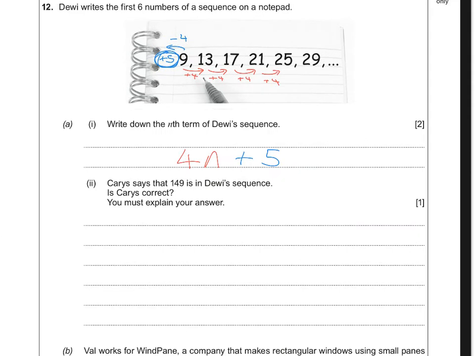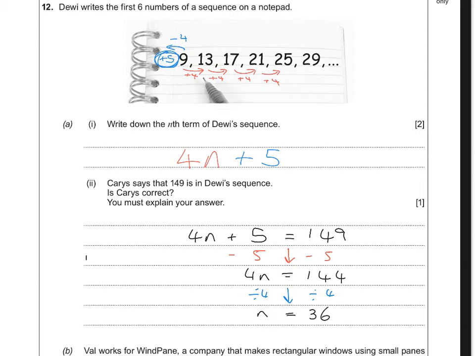The next one says, Karis says that 149 is in the sequence. Is Karis correct? You must explain your answer. So my sequence is 4n plus 5, and Karis is saying that 149 is in there. So it's just an equation to solve. I'm going to take 5 from both sides, and that leaves me with 4n equals 144. Then I'm going to divide both sides by 4. To divide by 4 without a calculator, I'm going to halve it, and then halve it again. If I halve that, I get 72, and then if I halve that again, I get 36.